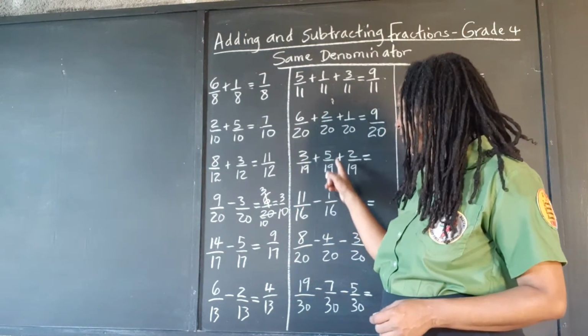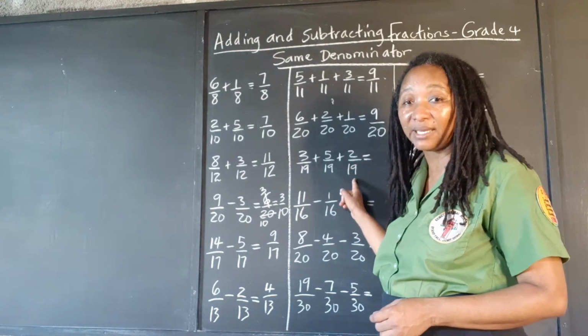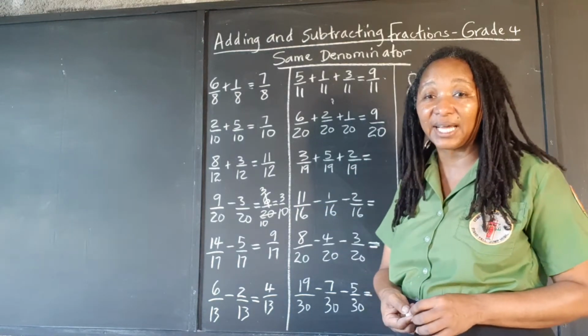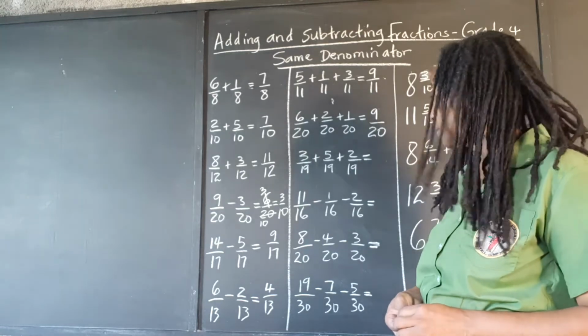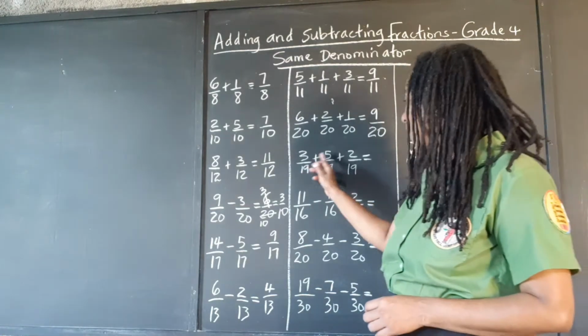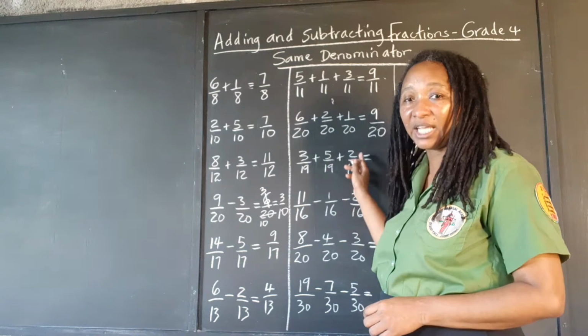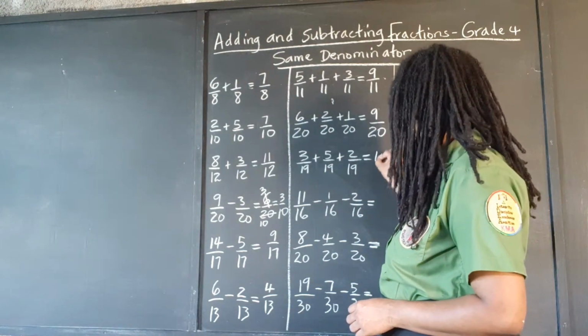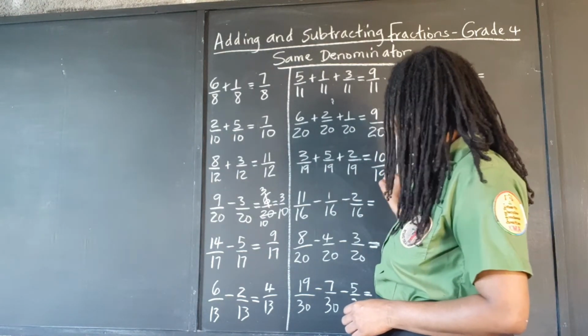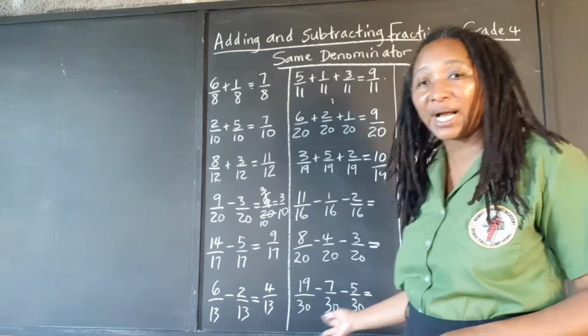3/19 plus 5/19 plus 2/19. They all have 19 as the denominator, so we're going to add them. 3 plus 5 give 8. 8 plus 2 give 10. So that's 10/19.